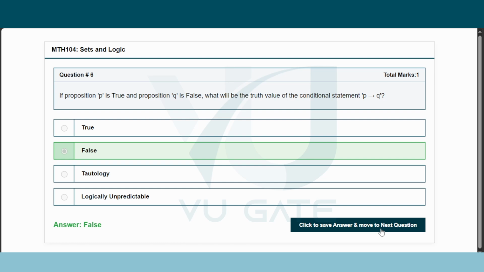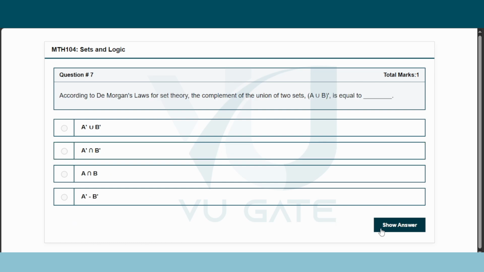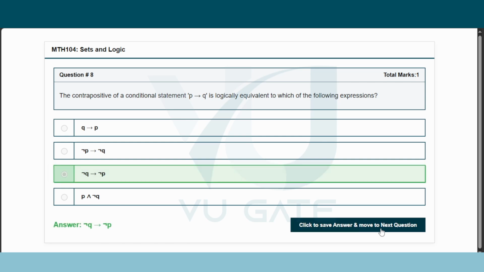Question number 7. According to De Morgan's laws for set theory, the complement of the union of two sets, (A ∪ B)', is equal to blank. The correct answer is A' ∩ B'. Question number 8. The contrapositive of a conditional statement, P implies Q, is logically equivalent to which of the following expressions? The correct answer is negation of Q implies negation of P.